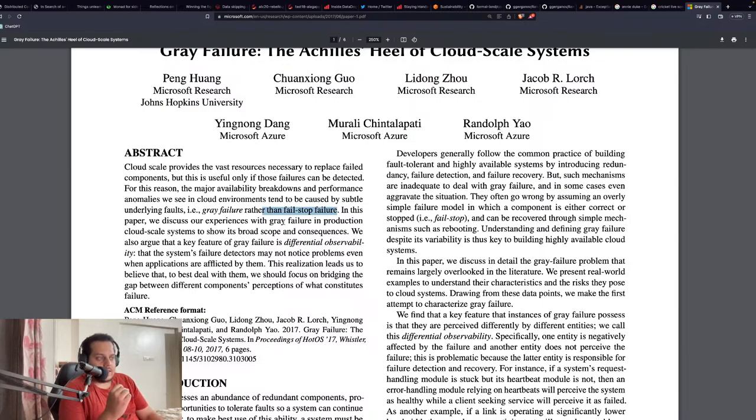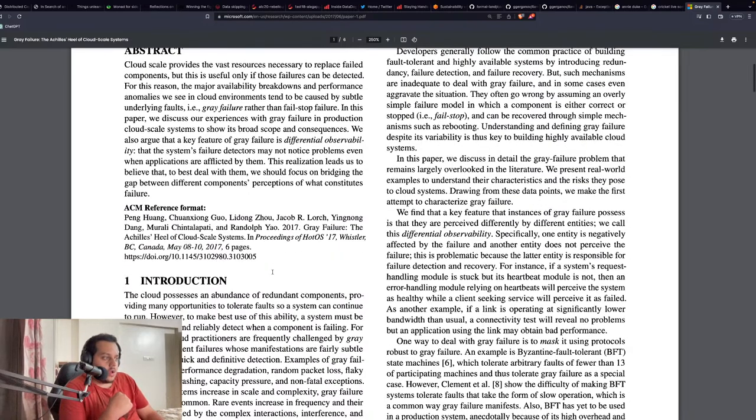So the key feature of gray failure is differential observability. It means that the system's failure detectors may not even notice the problems when the applications are affected by them. Okay, cool. So this realization leads us to believe that to best deal with them, we should focus on bridging the gap between components' perception of what constitutes failure.